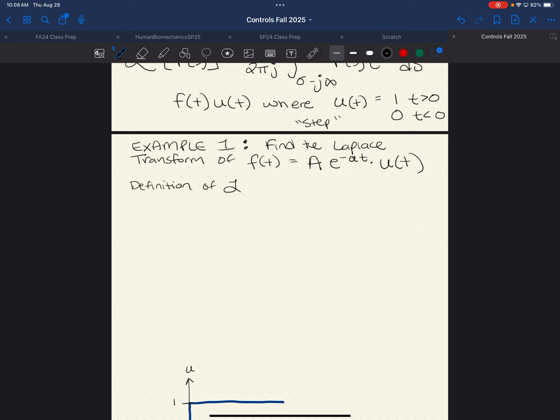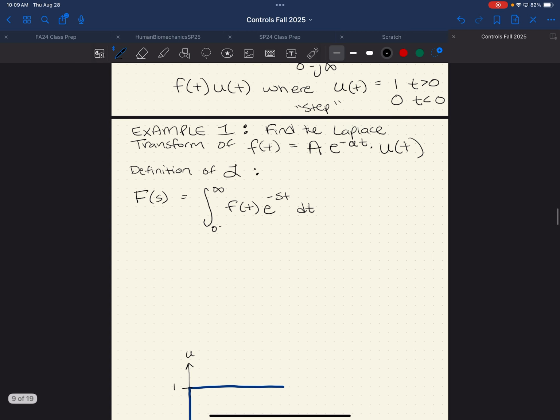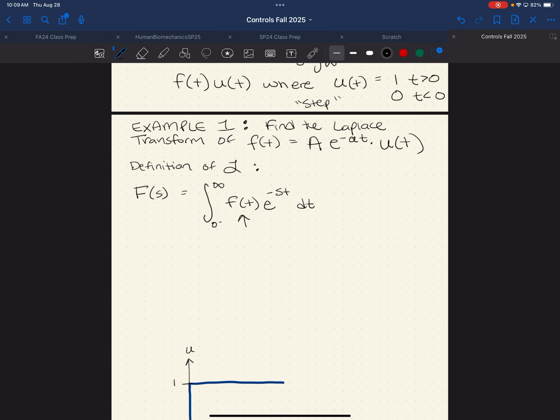Of our Laplace transform. I'll provide it for you. So remember that our big F of s is equal to the integral from 0 minus to infinity of f of t e to the minus st dt. And so this is just the definition of the Laplace transform. I haven't substituted in our actual f of t yet. Okay, so let's do that. Let's substitute in.